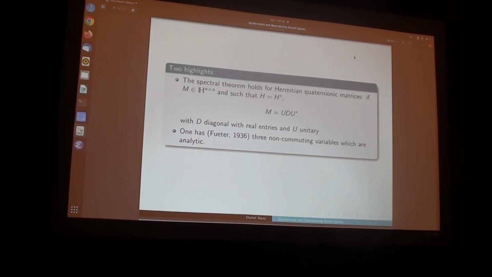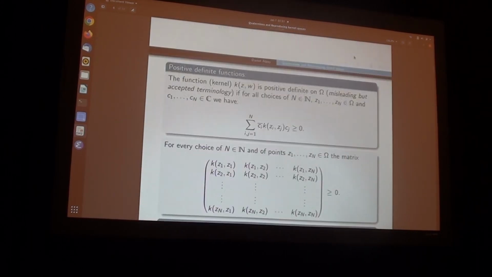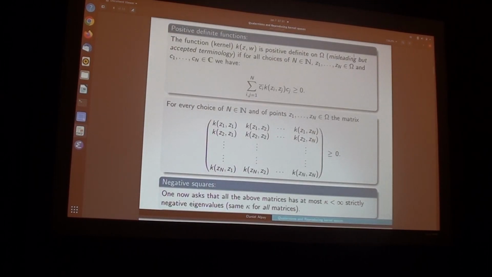And this is already a result of Hamilton from 1836: as you will see in the applications, we will have three non-commuting variables, so it's non-commutative in theory, but which are analytic. So there is a mixture of analyticity and non-commutativity, which is quite unique to this kind of topic, and this really originates with Hamilton.